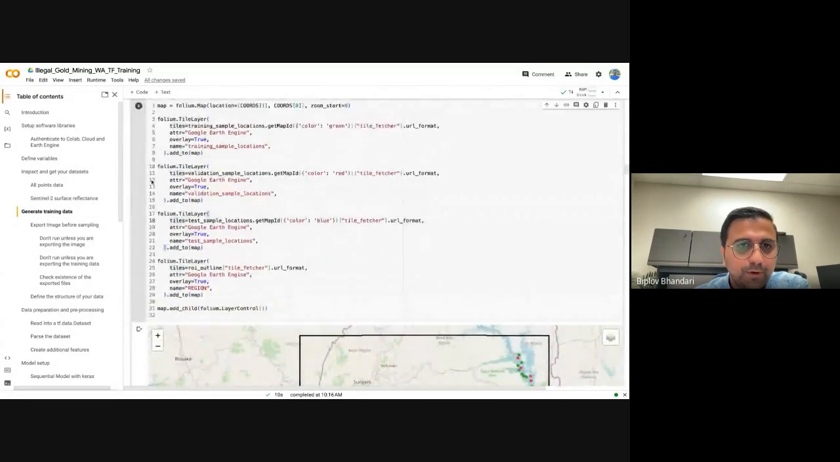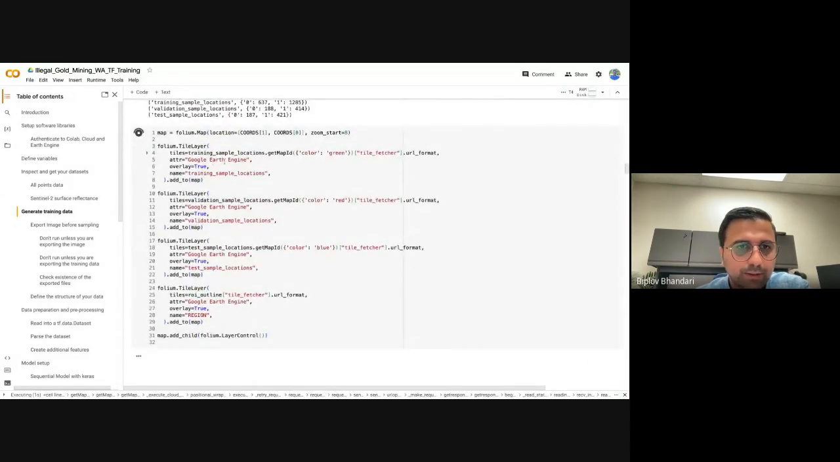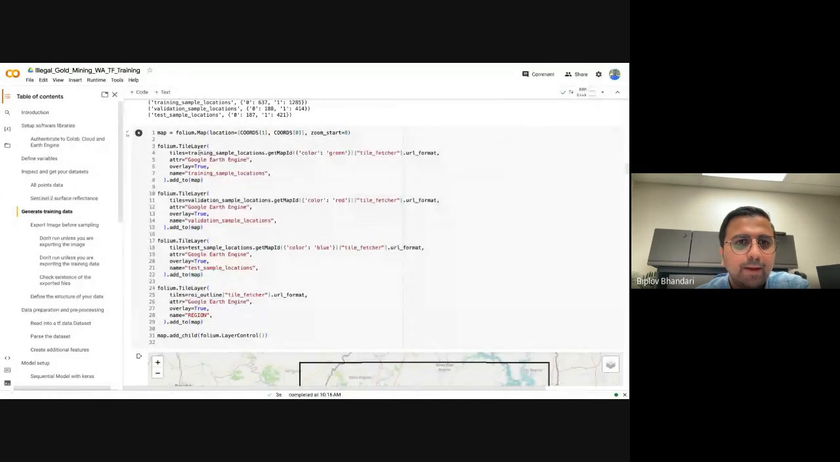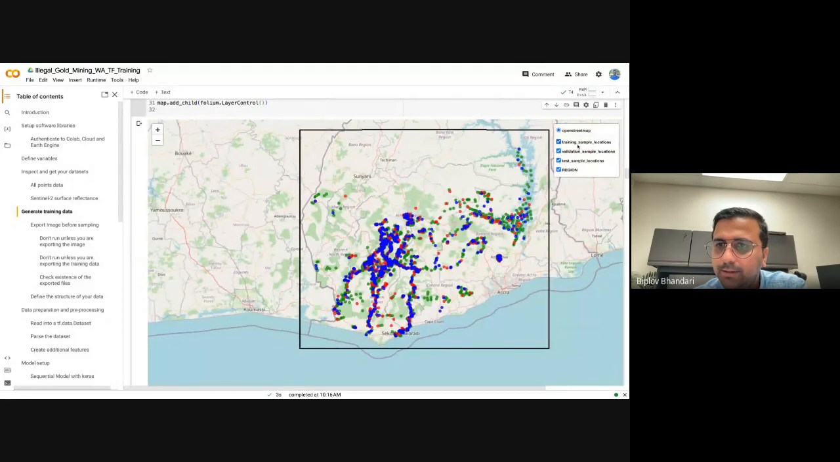Now if you go and run this again, doing a similar thing, initializing our map, taking our training sample, validation sample, test sample, and putting them in a map, you can see the result here. So here's our training point. Our validation point is this red one, and then the test point.